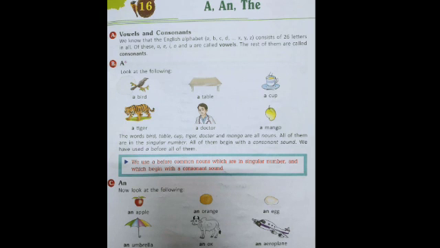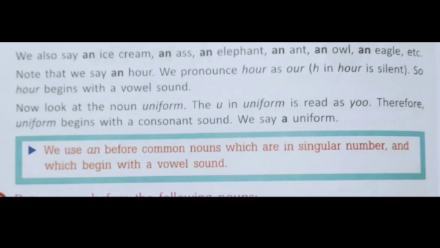Now, when do we make use of the word an? When the word starts with a vowel, we say an apple, an orange, an egg, an umbrella, an ox, an aeroplane. So, we make use of the words a and an. We also say an ice cream, an ass, an elephant, an ant, an owl, an eagle, etc.